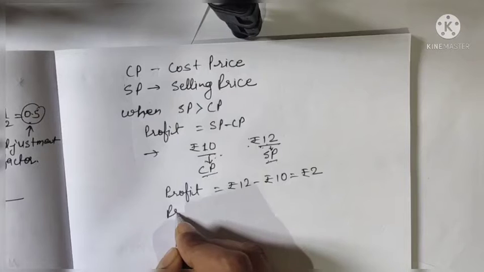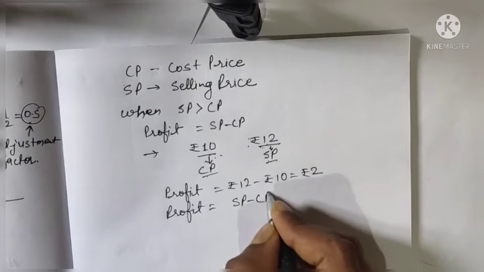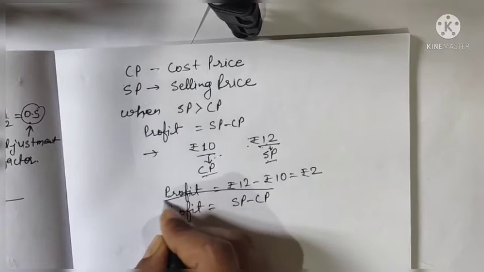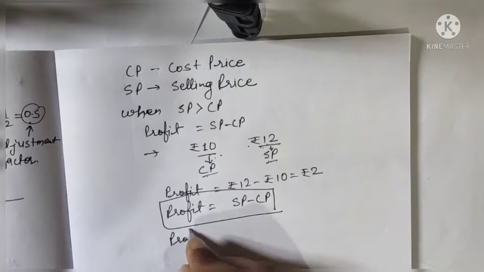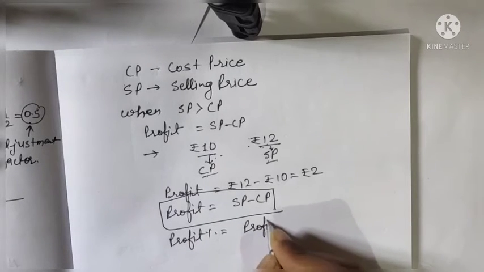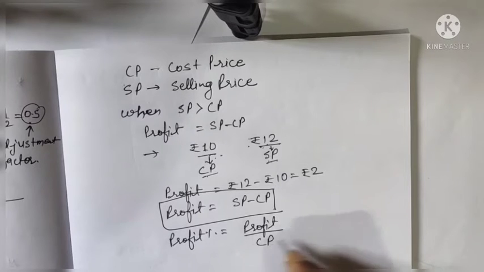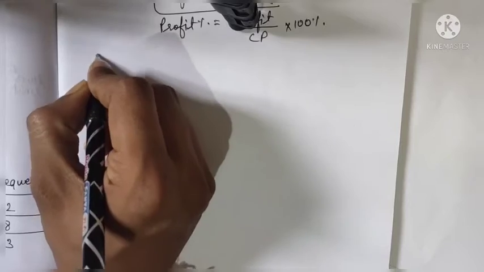In this manner, profit is equal to SP minus CP. This is our first formula. Similarly, profit percent is equal to profit by CP into 100%. Easy.